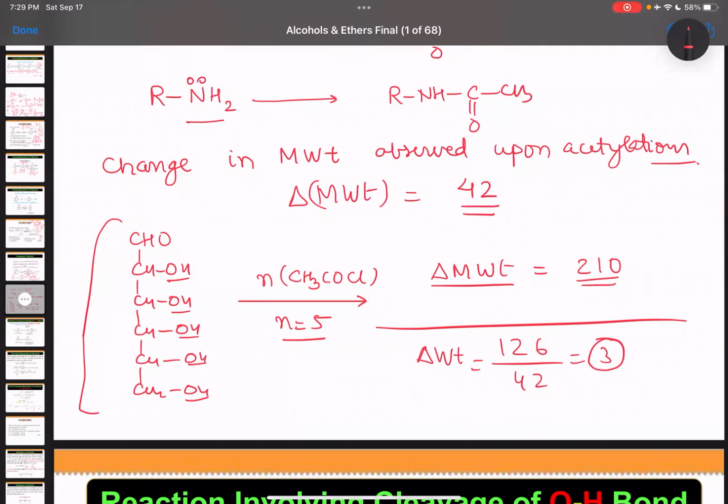So acetylation is used to find out the number of OH groups in a molecule, and that serves as an evidence for structures of carbohydrates. Glucose has 5 OH. How are you going to prove it? You do acetylation and there will be an increase in molecular weight of 210. Right? From that they tell. Okay.